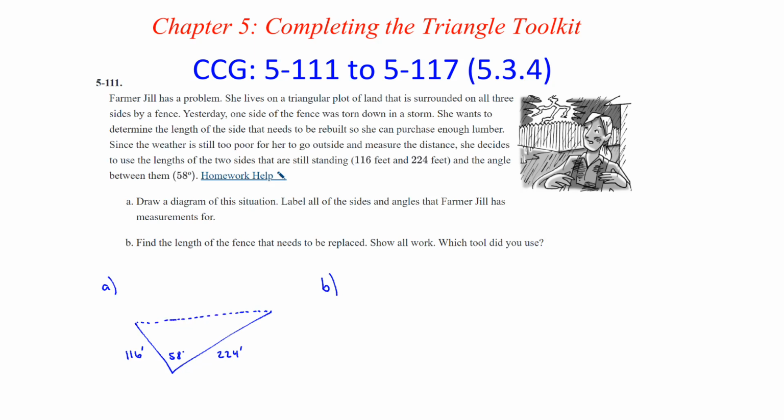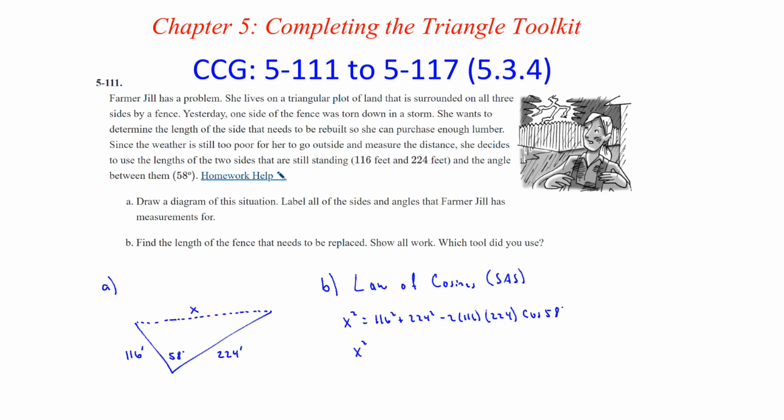So on part B, find the length of the fence that needs to be replaced, which would be our unknown. What tool did you use? We're given a side, an included angle, and another side. So it looks like we're going to be using law of cosines. Side angle side allows us to use law of cosines on this one, and we'll just go ahead and set it up. X squared is equal to 116 squared plus 224 squared minus 2 times 116 times 224 times the cosine of the included angle of 58 degrees.